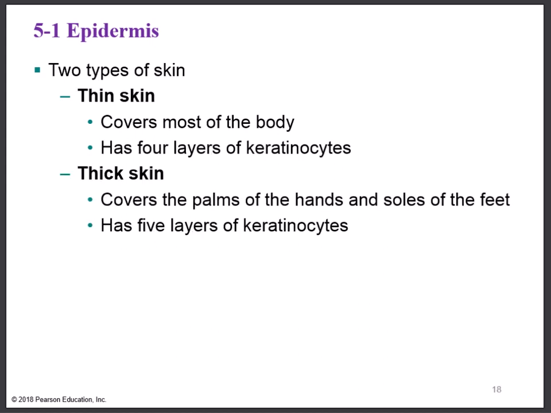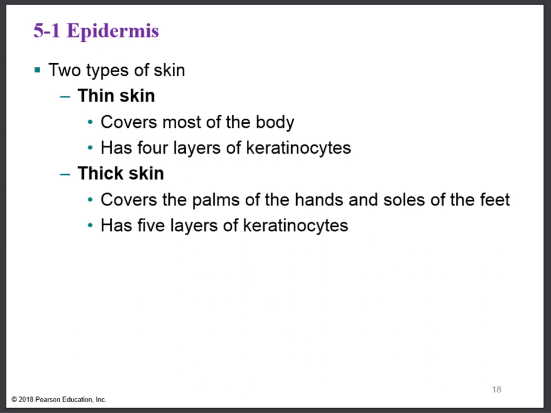Now, not all skin in our body is the same. Most of the skin that covers the majority of our body is considered thin skin, and it has four distinct layers of keratinocytes. But the palms of our hands and the soles of our feet, they contain an extra layer of keratinocytes, so the skin is going to be thicker.